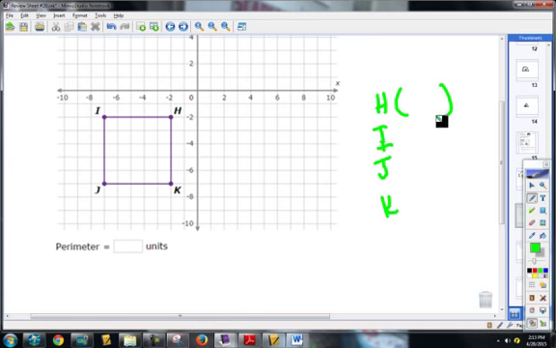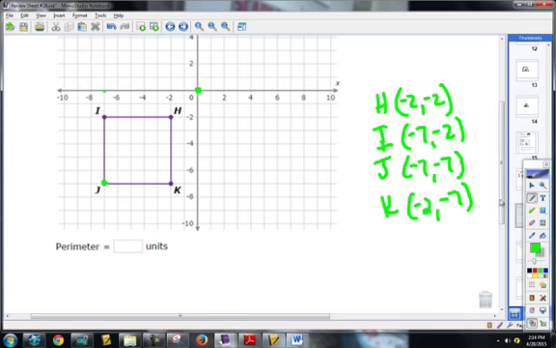Okay? So I know that point H, again, everything starts at the origin. I went left to -2, so that's my X value, and then I went down to -2. So there's my H. Now let's go to I. Okay, so I went left to -7 and down to -2. So that's going to be -7, -2. Okay, letter J. Again, I'm going to go left to -7, but this time I'm going to go all the way down to -7. So that one's -7, -7. And then point K, I go left to -2, and I went down to -7. Okay.